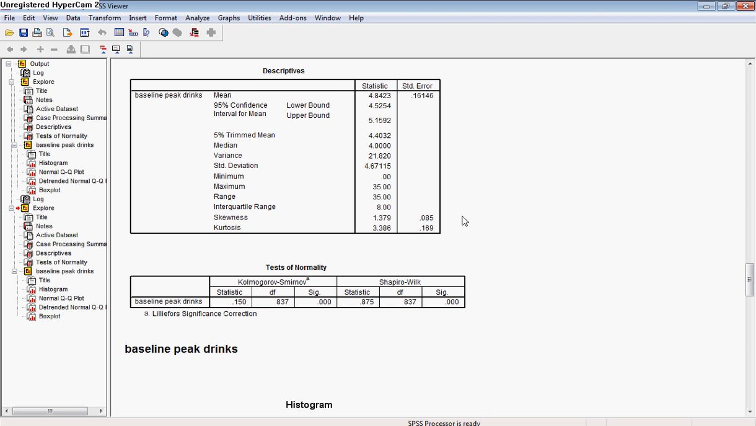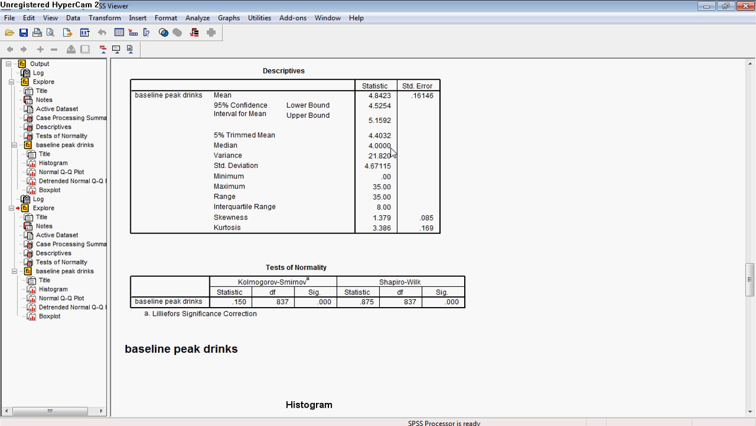The descriptives box is pretty important. It tells you a lot of important information about your data distribution. What I first look at is the mean and the median to see if they're approximately equal. Here you can see they're off by nearly one drink, so that would be our first indication that the data are not normally distributed, in which case these would be equal, but that they might be skewed.